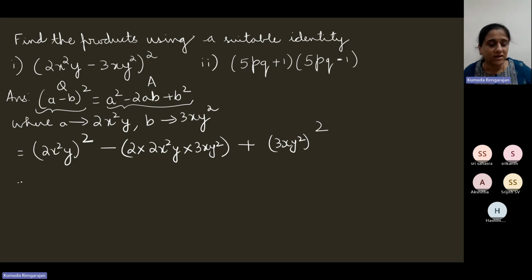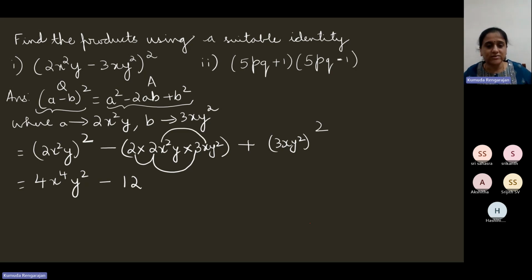All right. Now, you'll have to square everything inside the bracket. 2 squared, 4. x squared, the whole square, x to the power 4. y squared. Minus 2 into 4, 4 threes are 12. Then x squared into x, x cubed. y into y squared, y cubed. Correct?